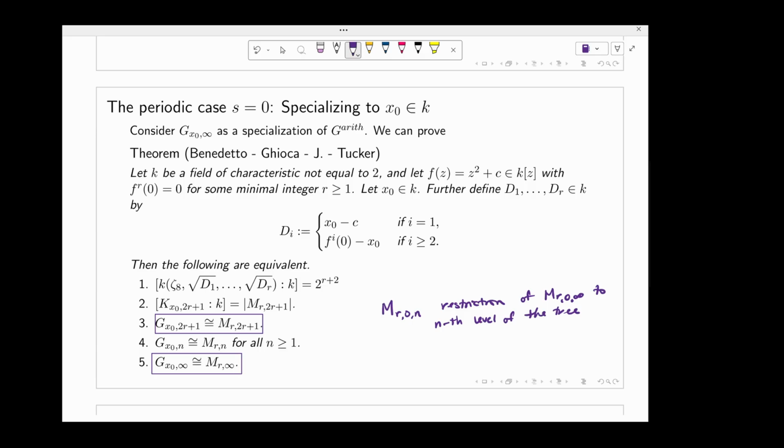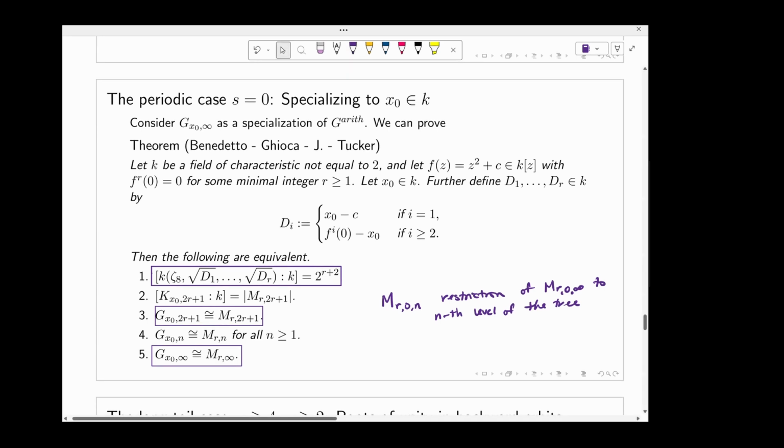So as long as the image of my Galois group into this group of tree automorphisms matches M at the 2r plus first level, it's going to match all the way up. And we can check all of these conditions by checking the degree of some finite extension. What we want to know is that these d_i are not already square roots in previous fields. So the upshot is we get finitely many conditions to understand these infinite Galois groups.